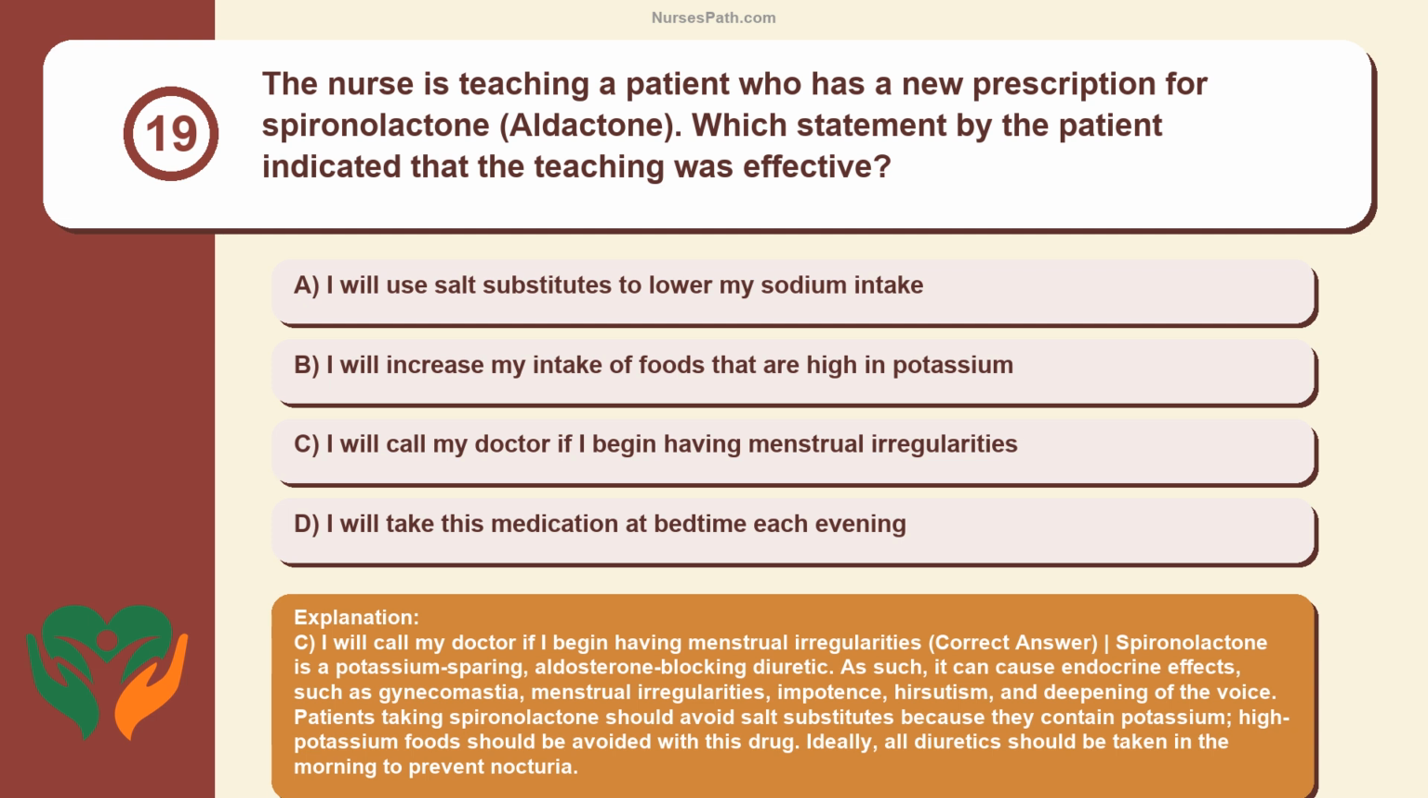Correct answer. Spironolactone is a potassium-sparing, aldosterone-blocking diuretic. As such, it can cause endocrine effects such as gynecomastia, menstrual irregularities, impotence, hirsutism, and deepening of the voice. Patients taking spironolactone should avoid salt substitutes because they contain potassium. High potassium foods should be avoided with this drug. Ideally, all diuretics should be taken in the morning to prevent nocturia.